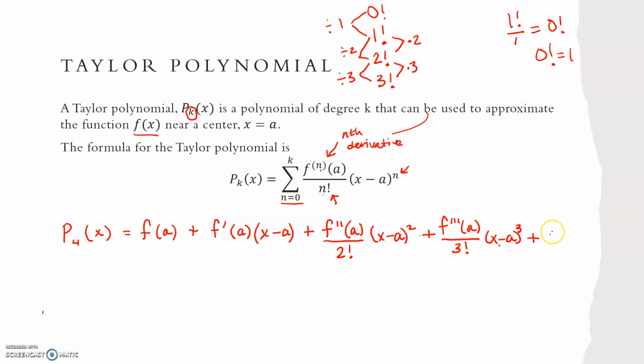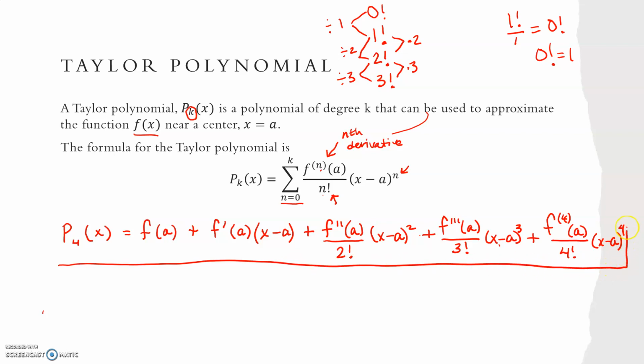And then I'm going to do the 4th derivative. We don't write 4 tick marks, we write a 4 in parentheses. We're going to evaluate that at a. We'll divide by 4 factorial, and then we'll do x minus a to the 4th power. This is the 4th degree Taylor polynomial for some function. I just kind of wanted to go through what that means as we look at that notation.